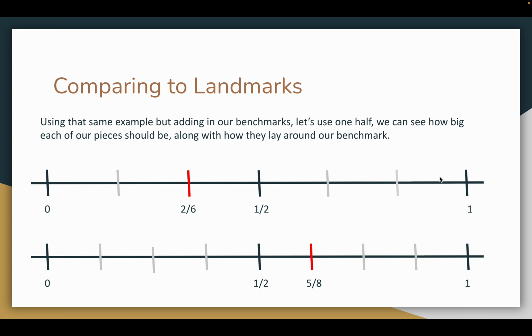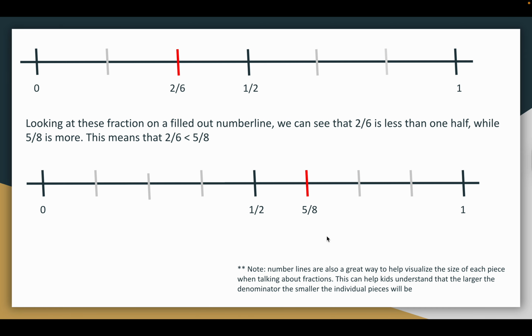Looking at these number lines here, I can see that 2/6 is going to be here on the left side of 1/2, and 5/8 is over here on the right. Based on where these numbers are located relative to 1/2, I can tell that numbers to the left are going to be less than, numbers to the right are going to be greater. That means that 2/6 is less than 1/2, while 5/8 is greater than 1/2.